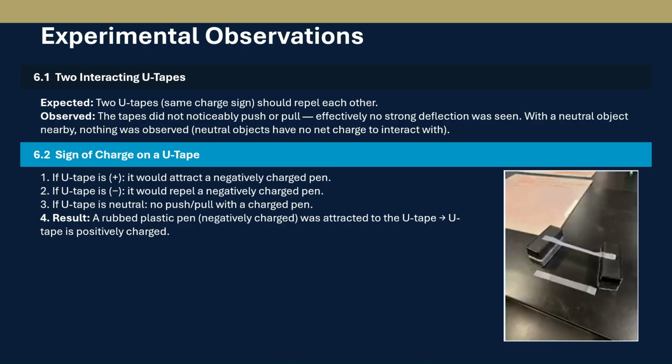In section 6.2, we determined the sign of the charge by using a plastic pen rubbed through the hair, which we know becomes negatively charged. And when we brought that pen near the U-tape, the tape was attracted to it, telling us the U-tape must be positively charged.